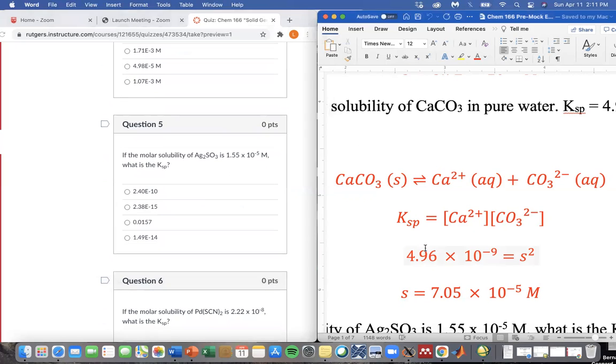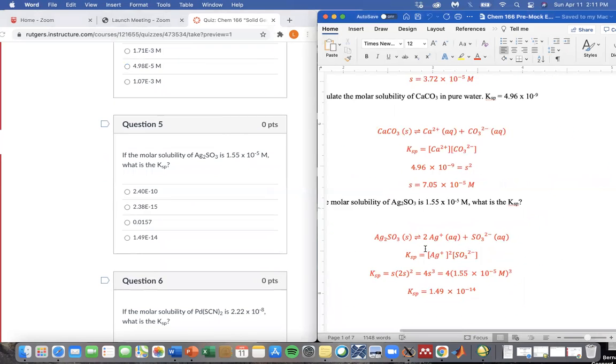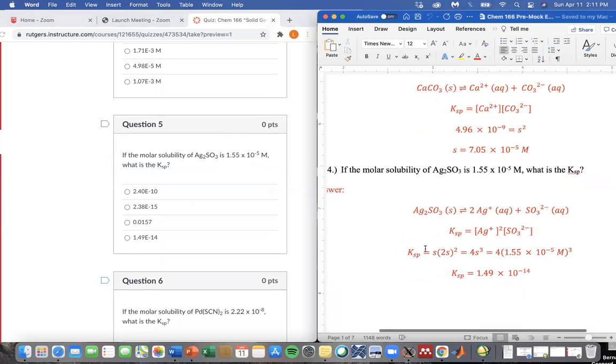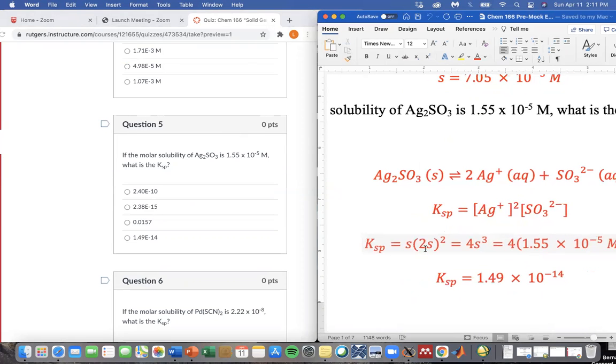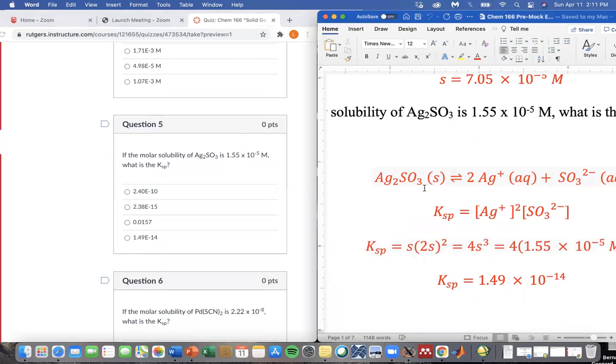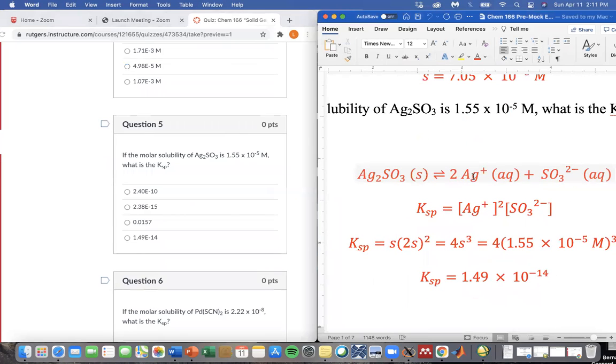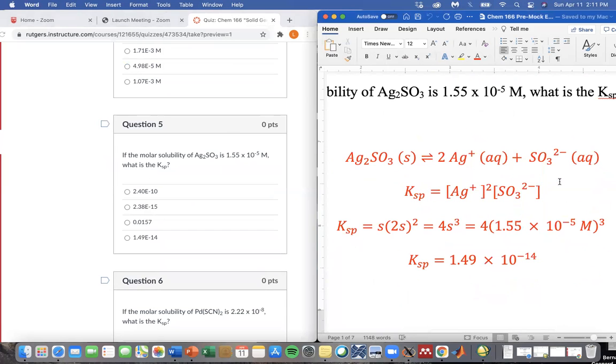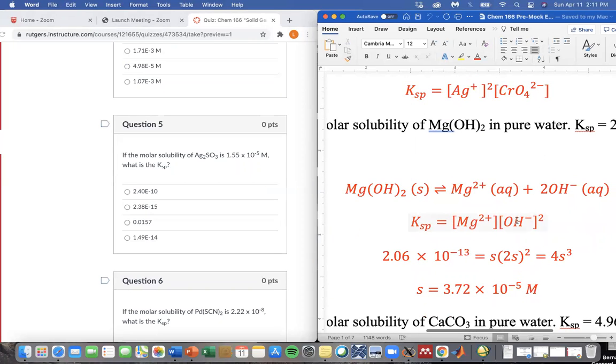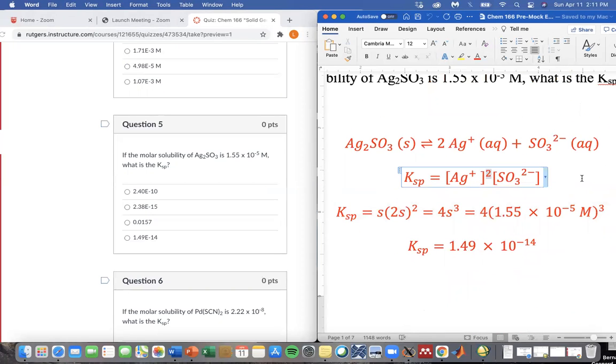So then it's the exact same thing here, again just with another compound. We have Ag2SO3. For the equation for Ag2SO3, you'd have 2 silvers and only one of those. I think this is sulfite. Because you have the coefficient of 2 in front of the silver, in your KSP expression the silver has to be squared. So it's a little bit different. It's almost the opposite of your Mg(OH)2, where you had your anion squared. Here you have your cation squared. And then SO3 2 negative is just raised to the first power.